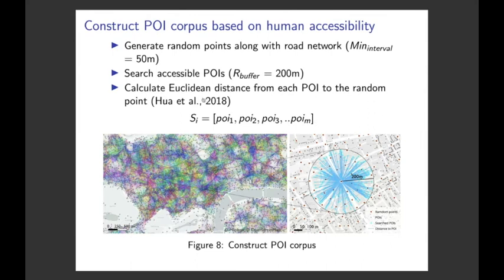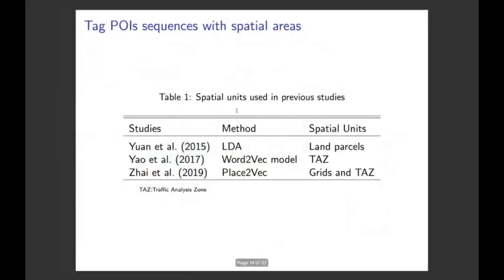The reason why we use Euclidean distance instead of network distance is because in such small areas, I don't think there's a big difference between them. If you're interested in this topic, you can check this paper by Hua in 2018, which asks whether Euclidean distance is that bad.